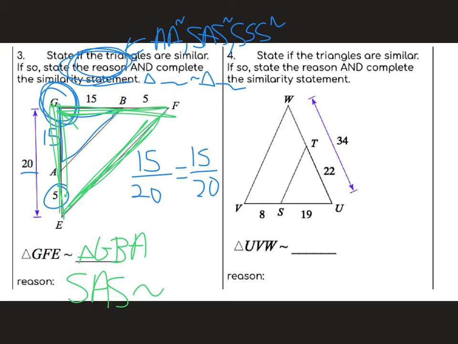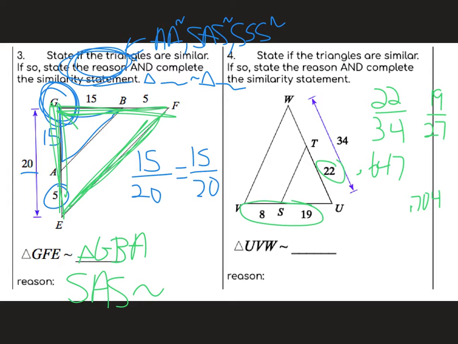This is almost the same question, so we do the same idea. I'm going to compare 22 to 34, and I'm also going to compare 19 to 27. Now, if that makes you uncomfortable, because those are some weird numbers, just do 22 divided by 34, and on your calculator, you get 0.647 and some other stuff. And then if you do 19 over 27, you get, oh, those are different numbers, 0.704, I'll call it.